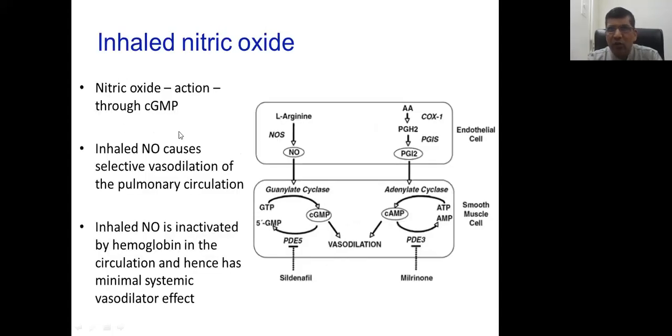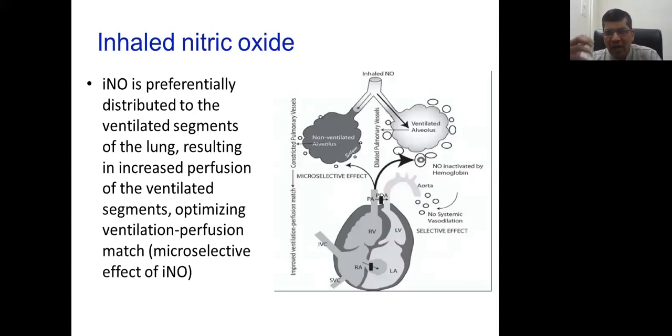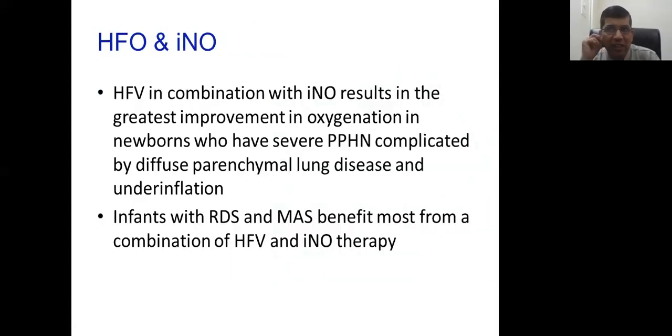As you know, the nitric oxide has action on cyclic GMP. You know the nitric oxide is a selective pulmonary vasodilator. That's the beauty of nitric oxide, because it is inactivated by the hemoglobin in the circulation. Hence, it has no systemic side effect. That's the beauty of the nitric oxide. It also has a microselective action, and that's why it improves your ventilation perfusion. And that is what you require surfactant to open up the lungs to improve that.